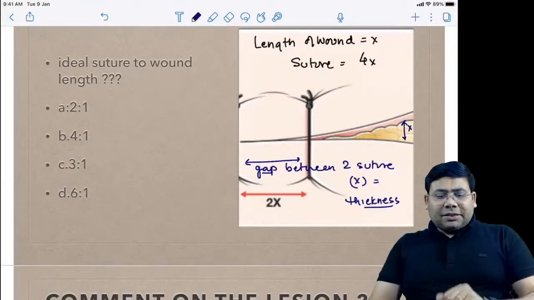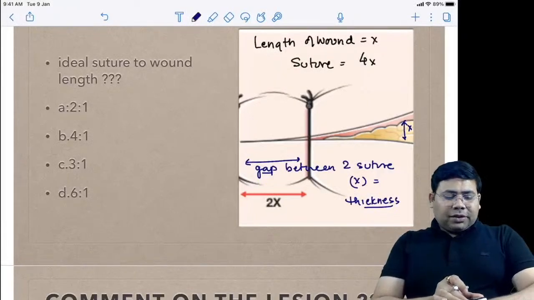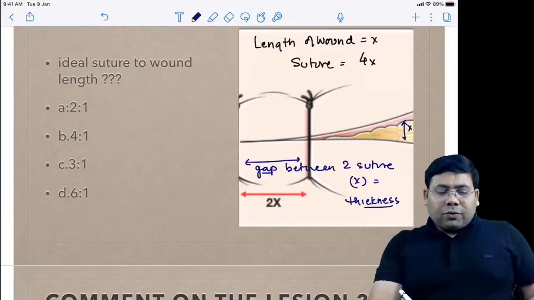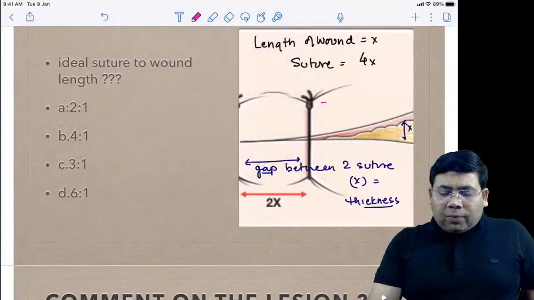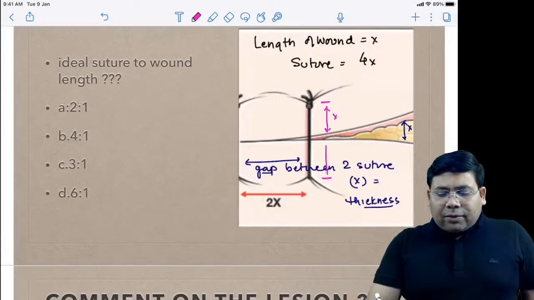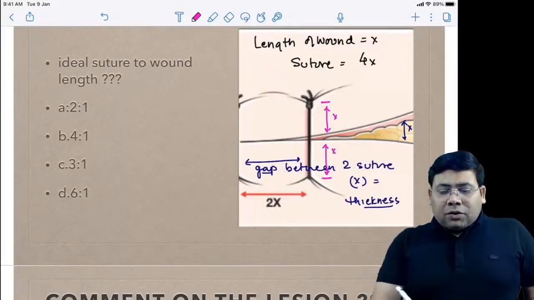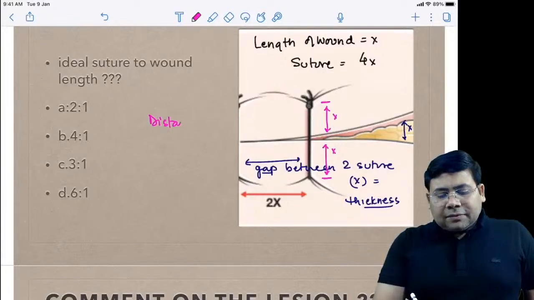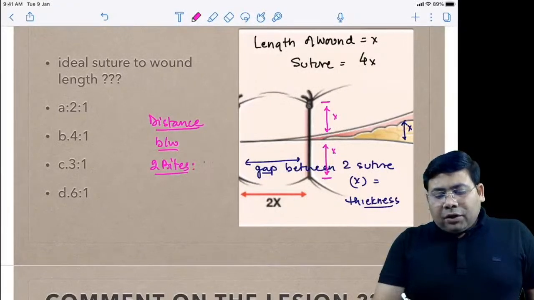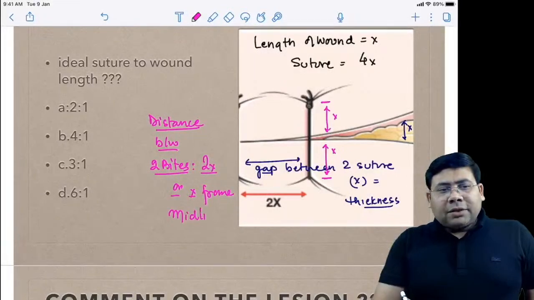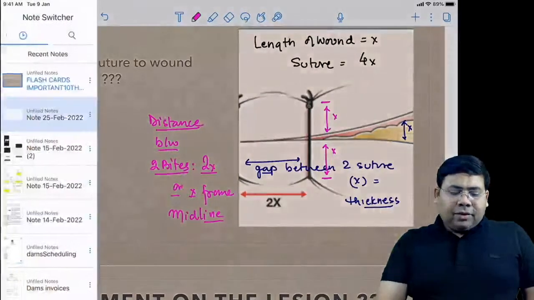Yes. Next is, what should be the distance in between the two bites? In between the two bites on either side, we have a gap of x from the midline. So 2x. So the distance between two bites should be 2x, or x from midline. So x from midline or 2x. Next, very important fact.